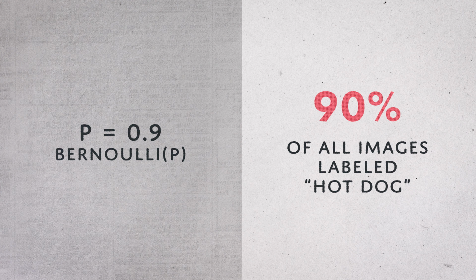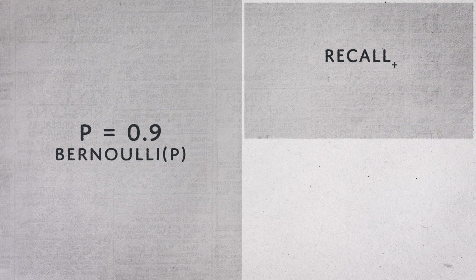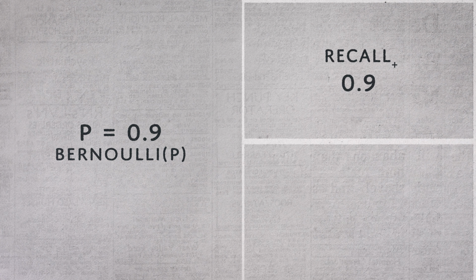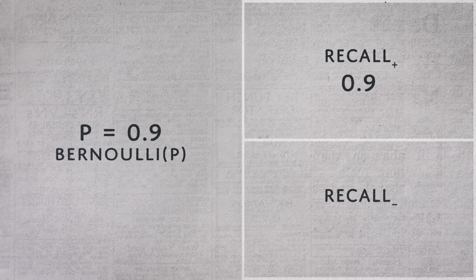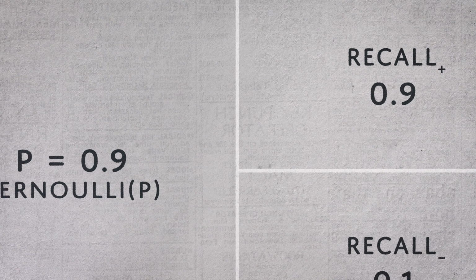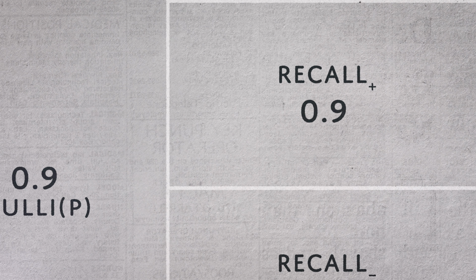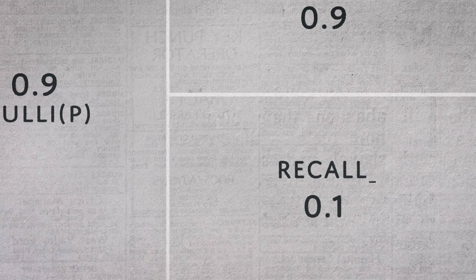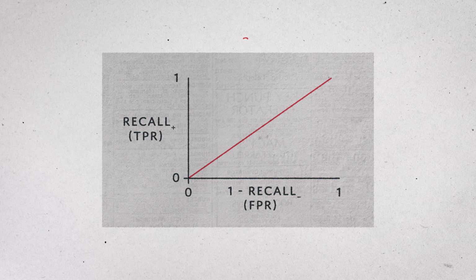This means roughly 90% of the actual hot dog images will be labeled correctly, giving a positive class recall of 0.9. At the same time, about 90% of the non-hot dog images will be labeled hot dog, so the recall for the negative class will only be 0.1. Generally, for any probability p, this naive classifier will have an expected positive recall of p and an expected negative recall of 1 minus p. So if you plot the expected ROC curve, it will look like the line y equals x.